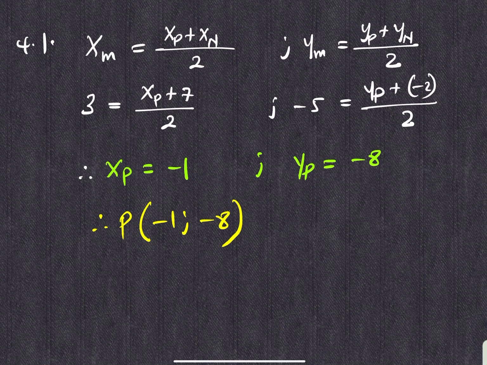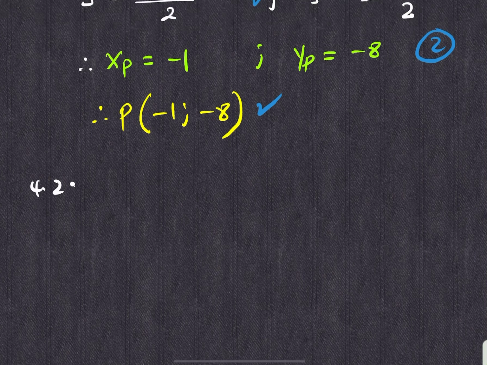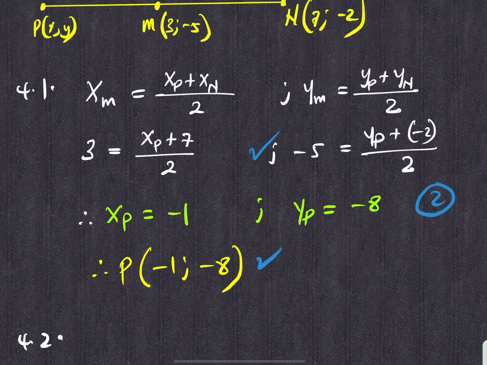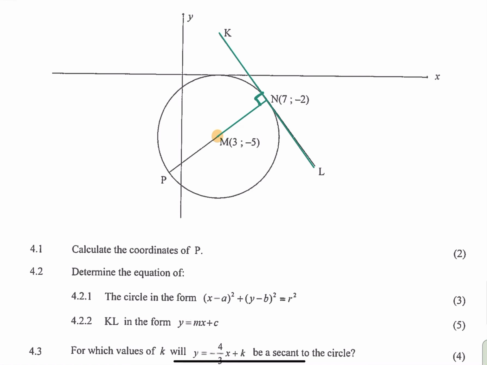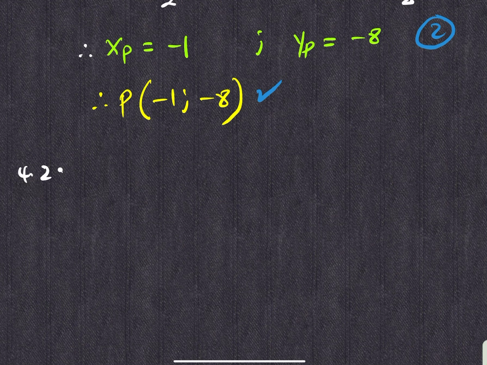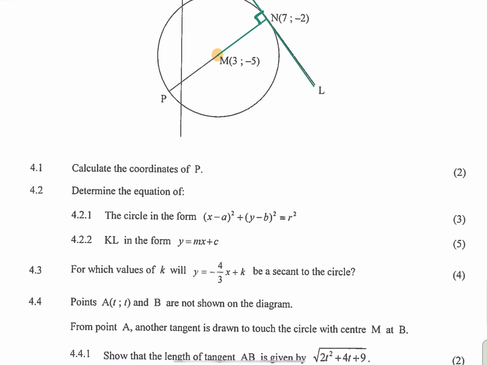How do you then get the marks here? I think for you to get the right answer and for you to be able to substitute it correctly in that space, that should suffice for 2 marks. Now, let's check 4.2. Okay, what are they saying there in 4.2? They say determine the equation of the tangent, so that is 4.2. We also have 4.2.1.